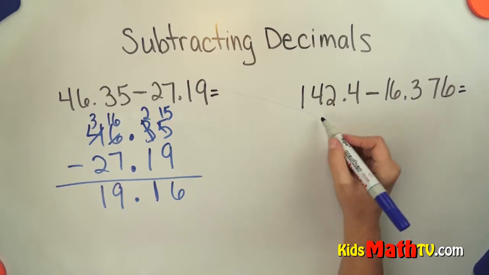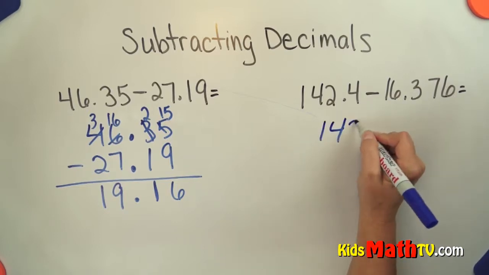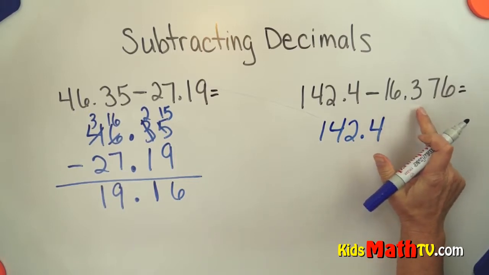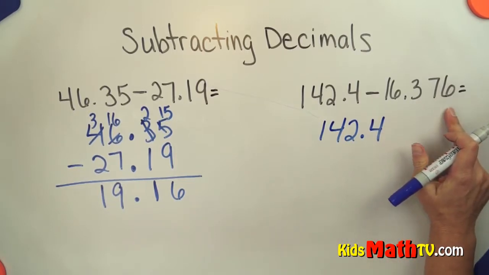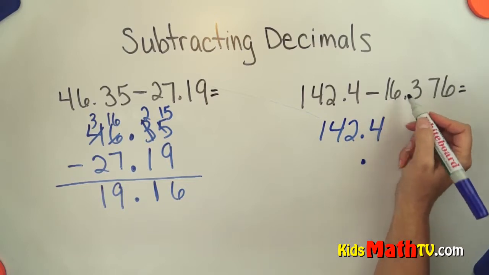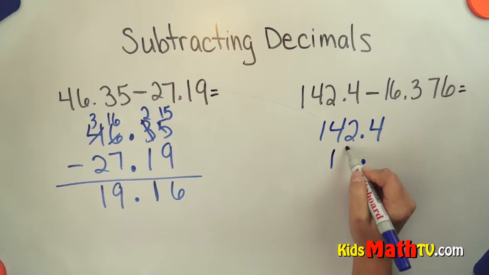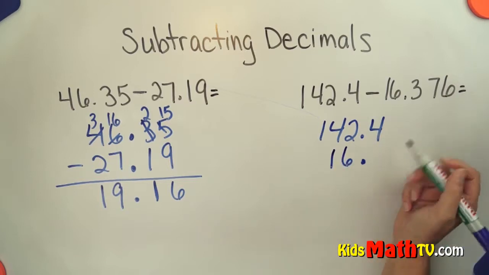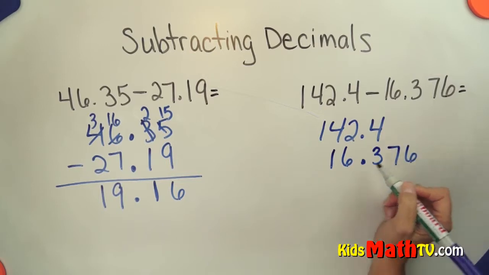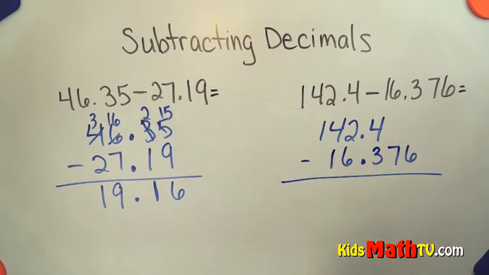Here's another problem. We have 142 and 4 tenths, and we're subtracting 16 and 376 thousandths. So again, I'm going to line up my decimal points. 16 is 1 in the tens place, 6 in the ones place. And then I have 376 thousandths that I am subtracting.